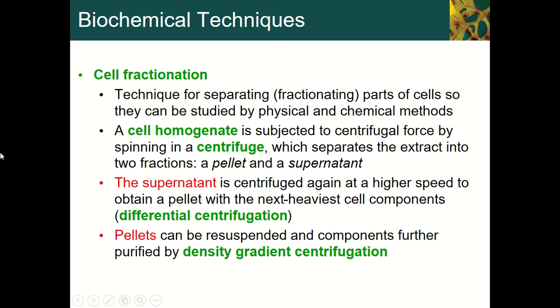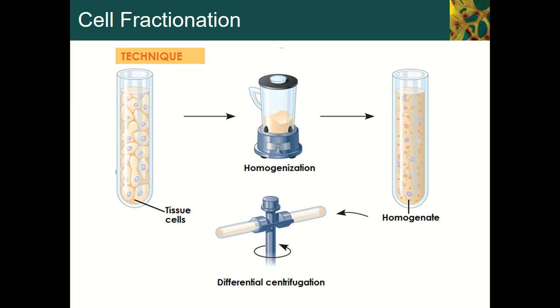And then the pellet can be resuspended and the components further purified by density gradient centrifugation. So if you want to separate the organelles inside the supernatant, you have to use differential centrifugation. But if you want to separate the organelles inside the pellets, you can use the technique of density gradient centrifugation. So let's look here.